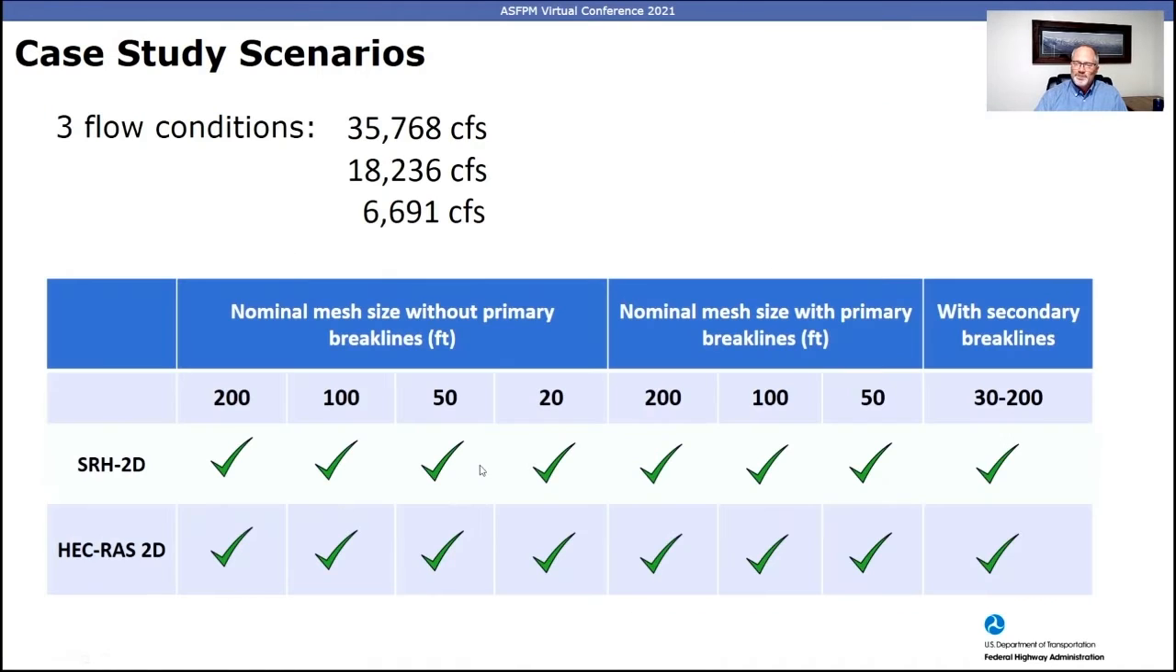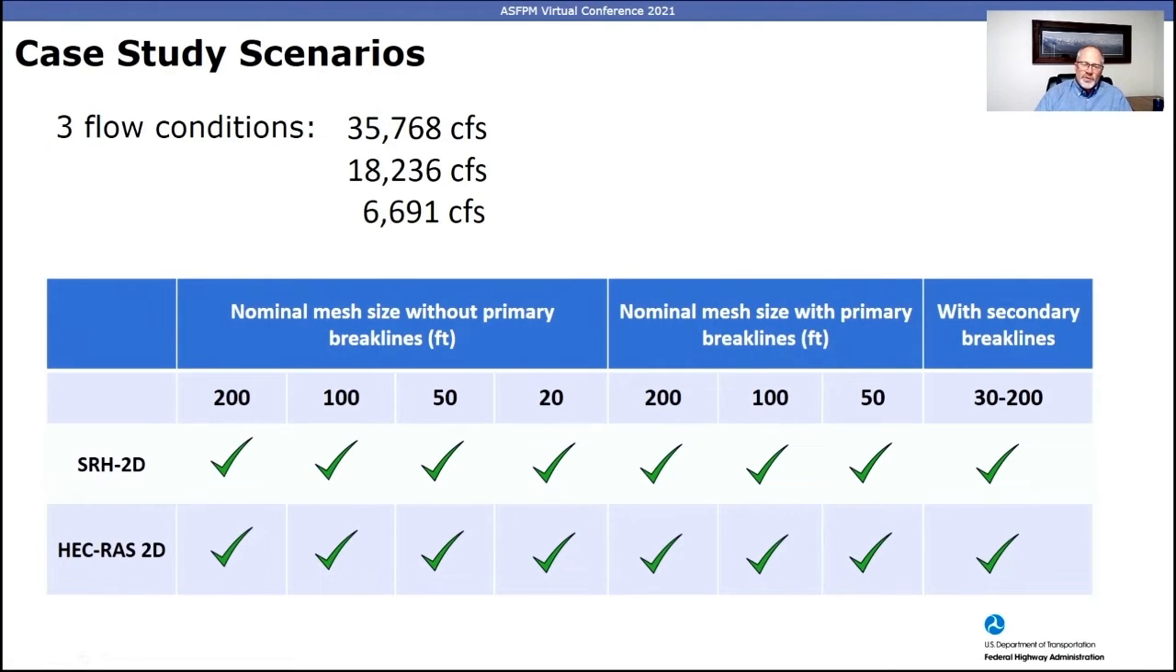So thanks to Mike. For this case study, which was somewhat of a research project, I ran a whole suite of simulations, varying the mesh size from 200 feet in nominal size down to about 20 without break lines, and similarly from about 200 feet down to 50 with break lines. And then I ran this last case with both primary and secondary break lines, as I showed earlier, with element sizes ranging from about 300 to 200 feet, for all three of these flow conditions.